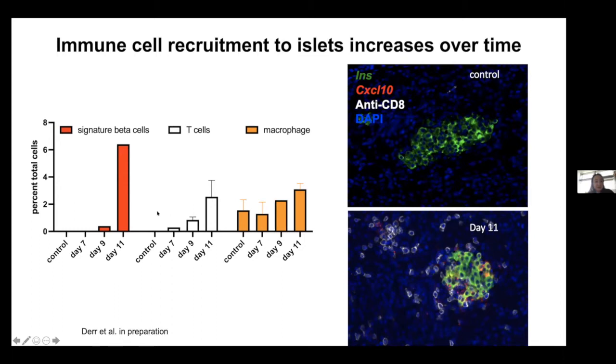And we can look at this by sequencing, where we see this type 1 interferon-based signature increasing over time in the pre-insulitis period. And then we see a recruitment or an increase in the total number of T cells from our sequencing data, and also an increase in macrophages. And using immunostaining and RNA in situ hybridization, we can see that these so-called hot islets, hot beta cells, are indeed recruiting the immune cells.